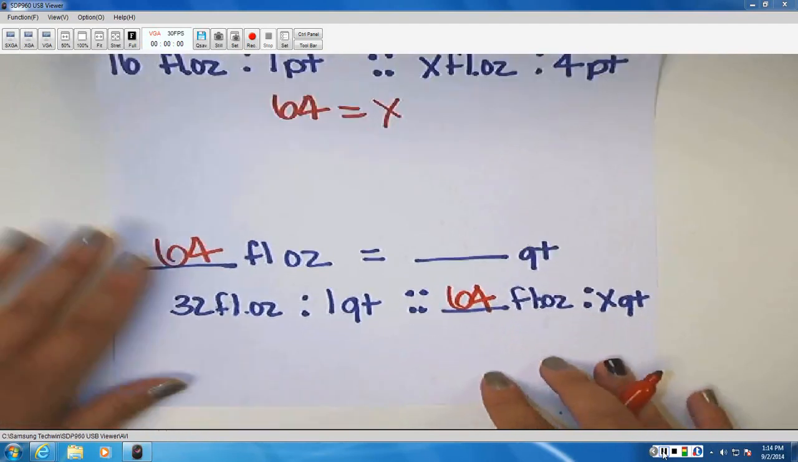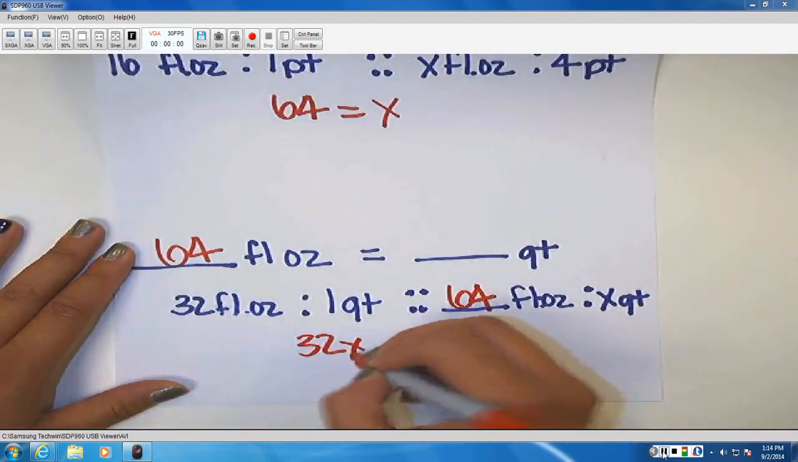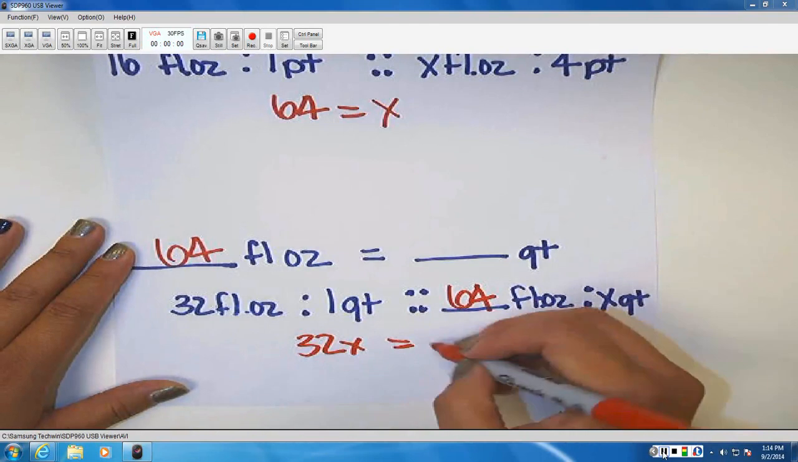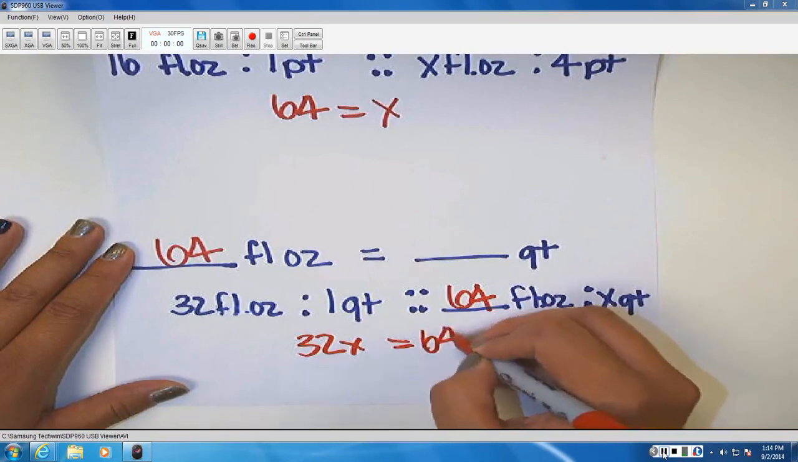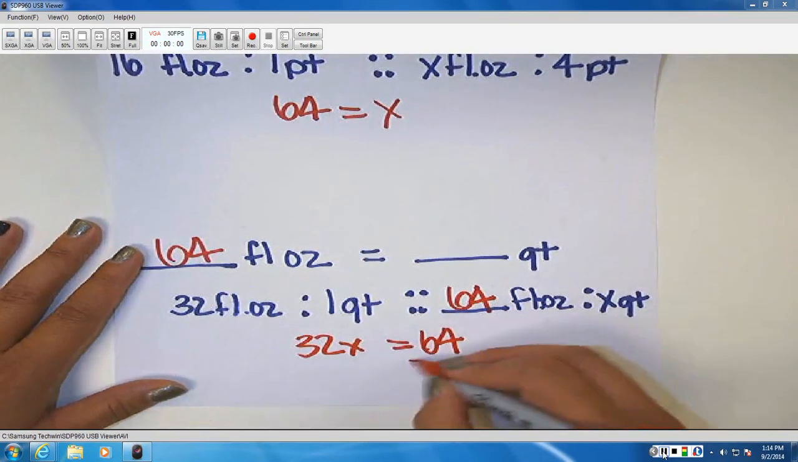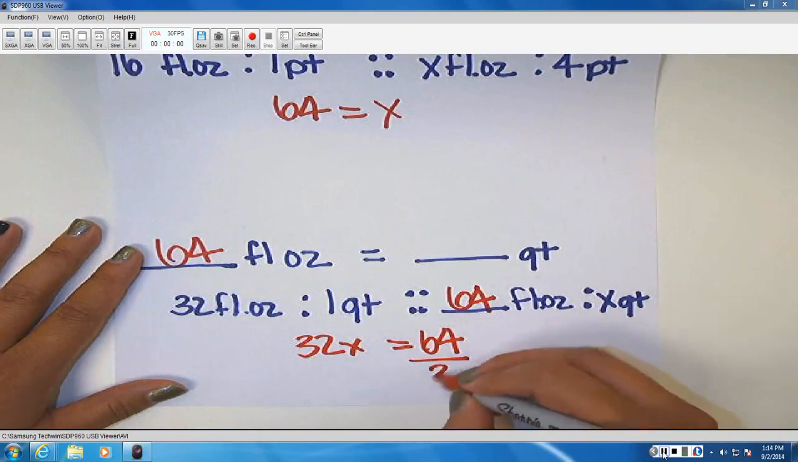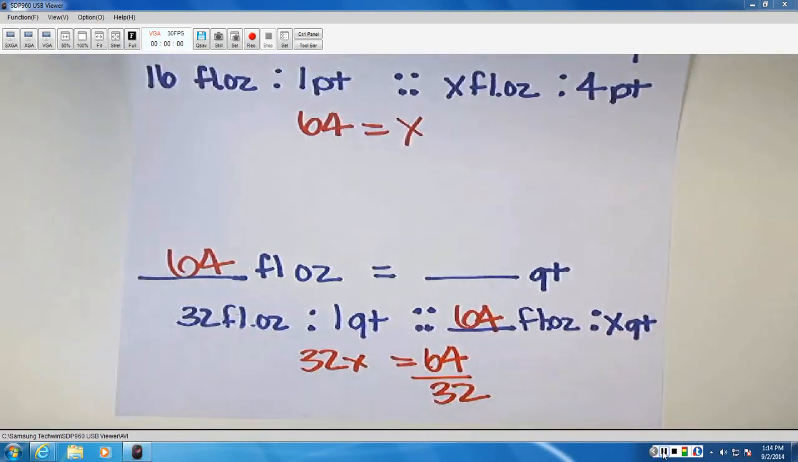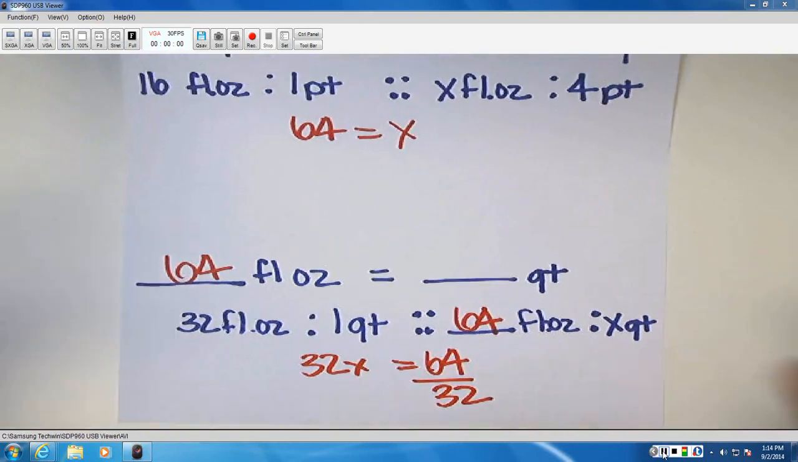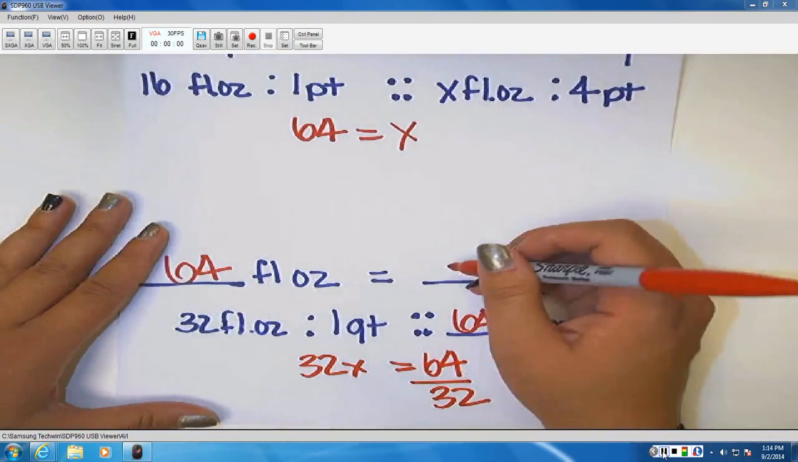So I'm going to do my math, and it ends up with 32x equals 64. So now I'm going to divide this by 32, and 64 divided by 32 is 16, I believe. Is that right?